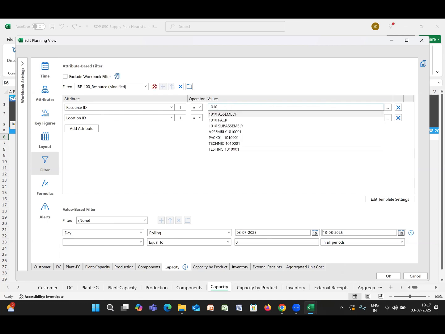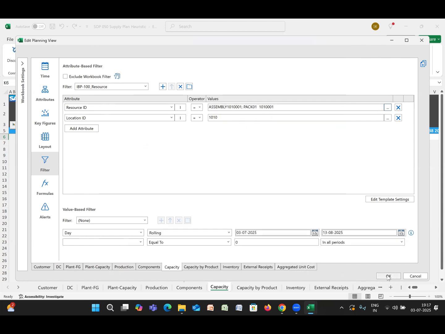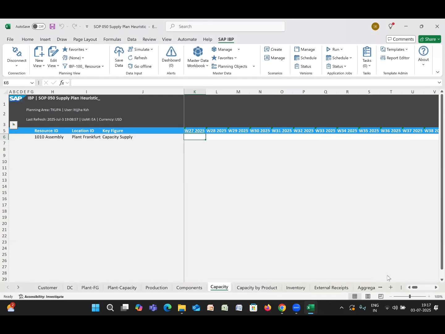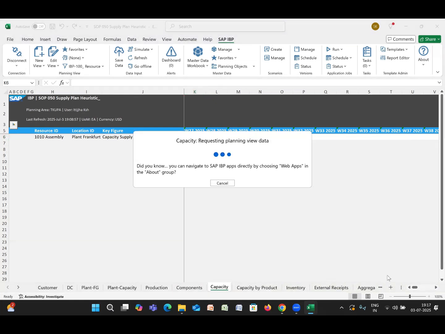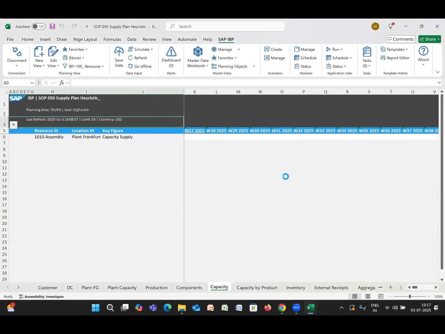1, 2. This one and pack 01. This one. I think these are the two. That's it. Yes.